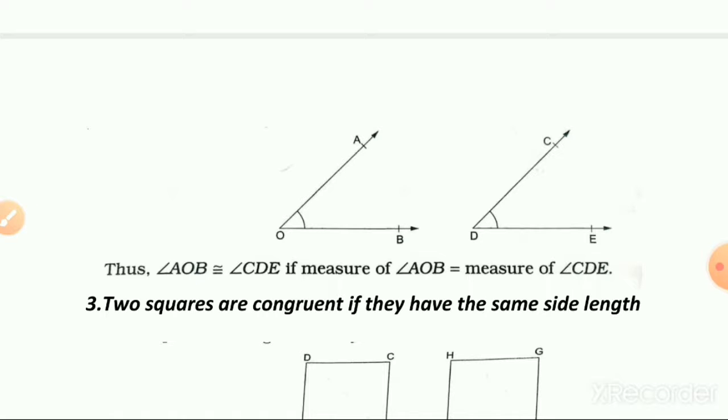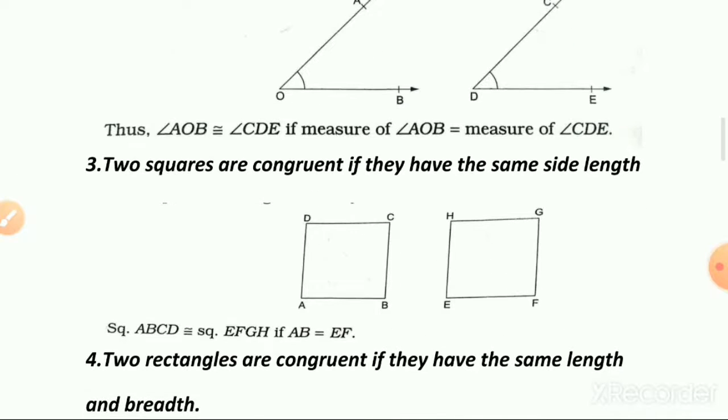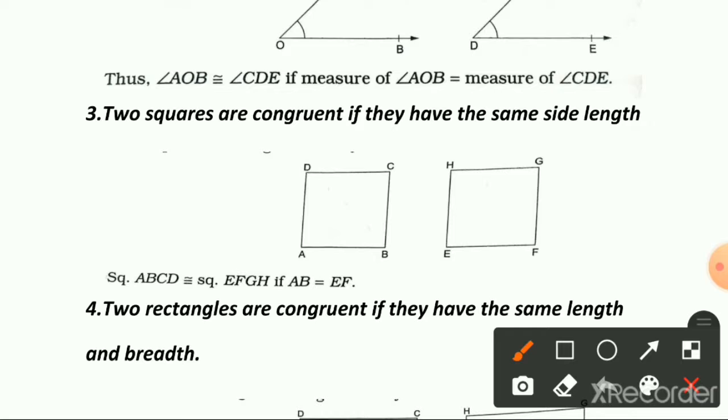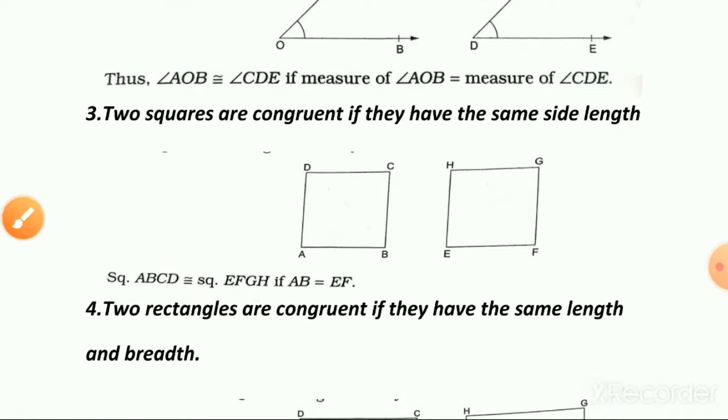Now, two squares are congruent. It easily clicks in our mind: when are two squares congruent? If their side length is the same. Suppose this square has a side length of 4 centimeter, then this square's side length should also be 4 centimeter. So we can say square ABCD is congruent to square EFGH.